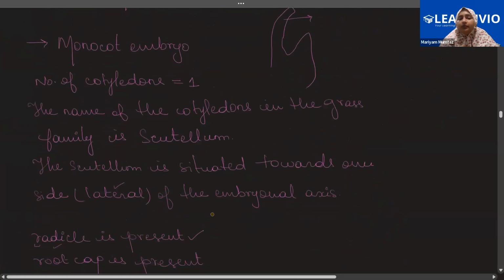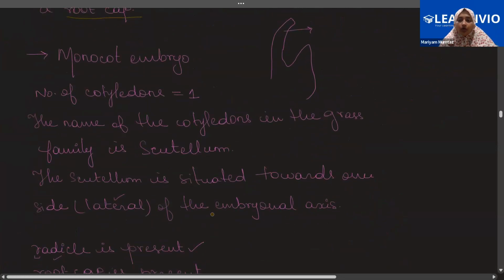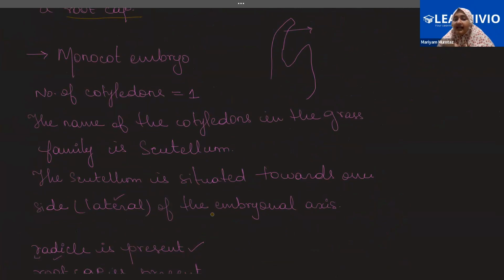Now talking about the monocot embryo. Monocots. Mono means one. These type of plants have only one cotyledon. Just like how dicots had two cotyledons. Cotyledons, have you people seen the peas in a pod pea?